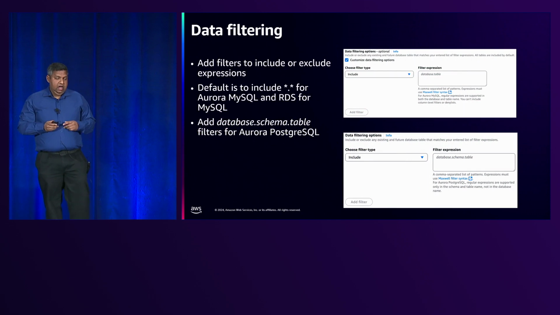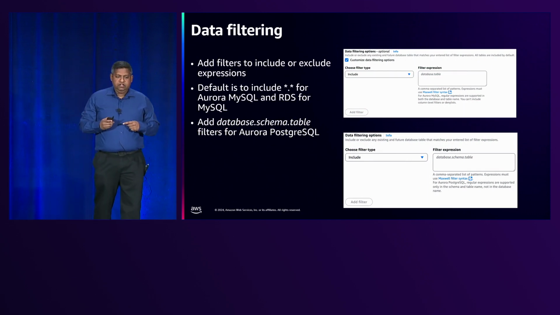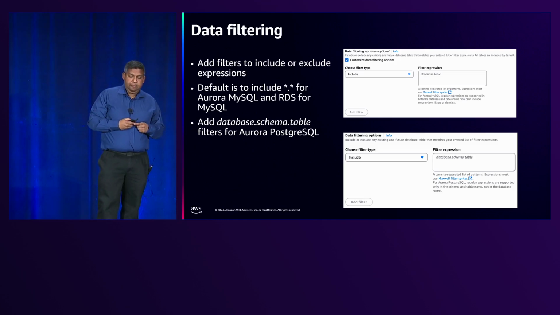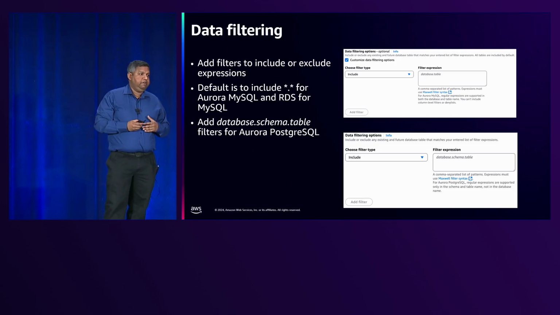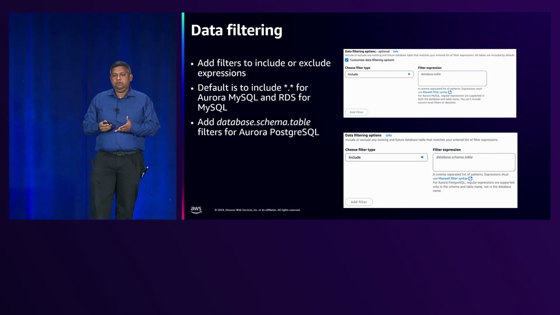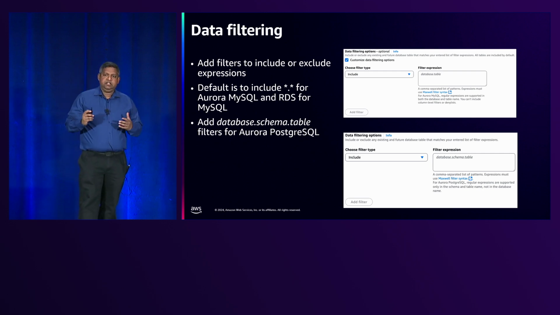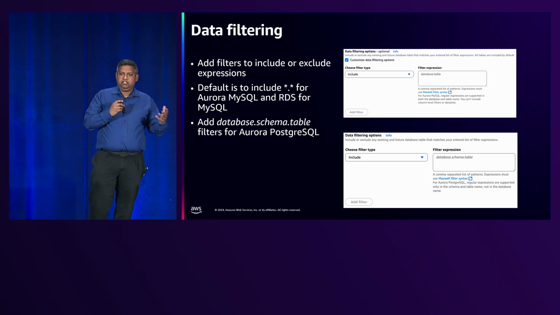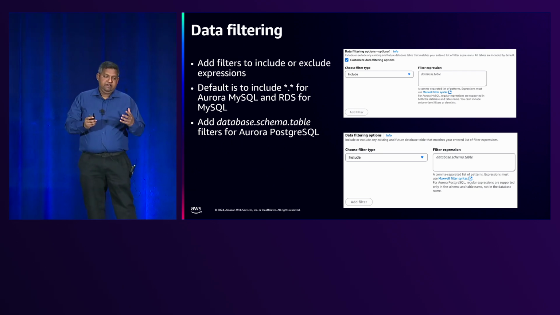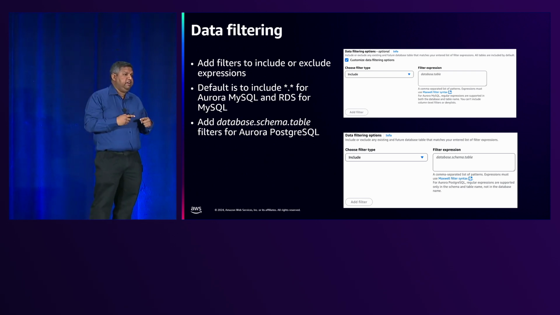With that, I'll spend a few minutes on the new features that were released, which is data filtering. So the data filtering is now supported for Aurora MySQL, Aurora Postgres, as well as RDS MySQL. Now, one of the things you need to be aware of is the slight differences between the MySQL engines and Postgres. In MySQL, a database and a schema are synonymous. So the data filtering uses a star.star format. So it's basically a schema.table type of filtering.